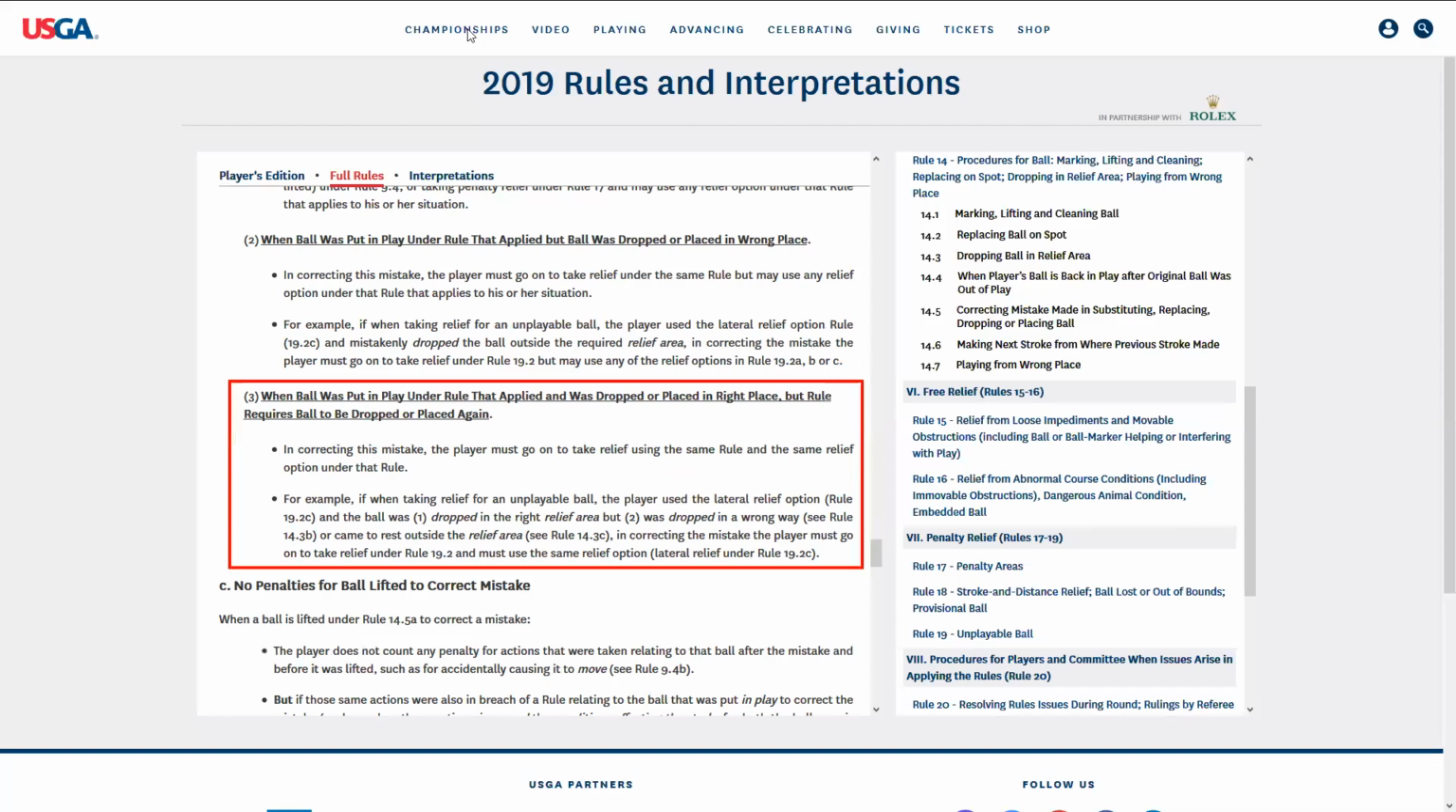So I'm not going to read that paragraph again. Here's how it is going to read. For example, when taking relief for an unplayable ball, the player used the lateral relief option, 19.2c, and the ball was dropped in the right relief area, but, parentheses 1, was dropped in a wrong way, see Rule 14.3b, or, parentheses 2, came to rest outside the relief area.